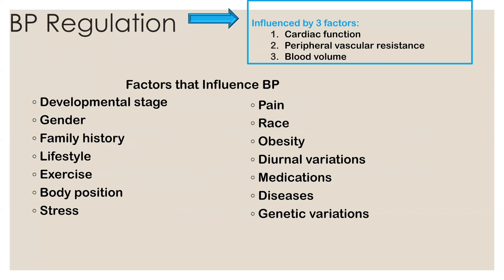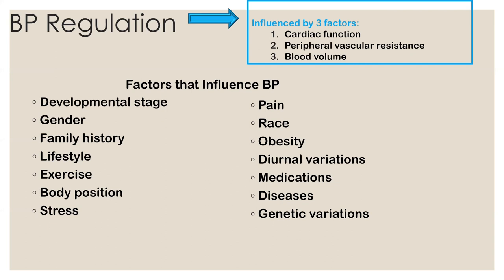So blood pressure regulation, it's important to know that blood pressure regulation is influenced by three factors: cardiac function, peripheral vascular resistance, and blood volume. So when talking about cardiac function, cardiac output, this is the volume of blood pumped by the heart per minute. We know this now. And it reflects the functioning of the heart. So an increase in cardiac output is going to cause an increase in blood pressure. A decrease in cardiac output is going to cause a decrease in blood pressure.